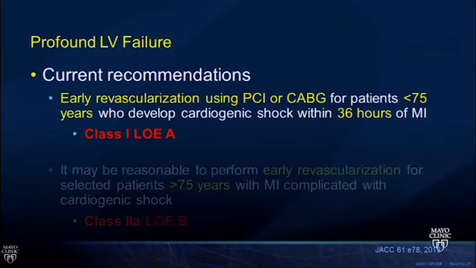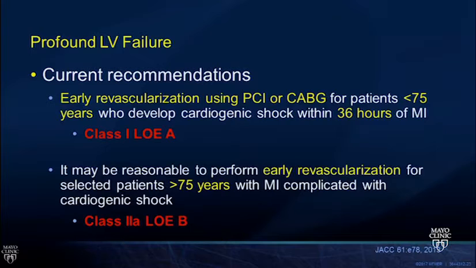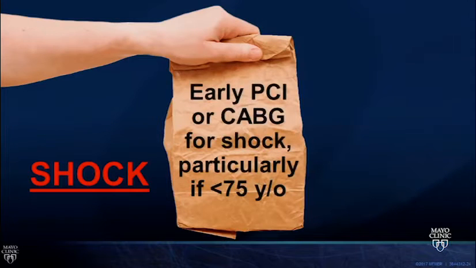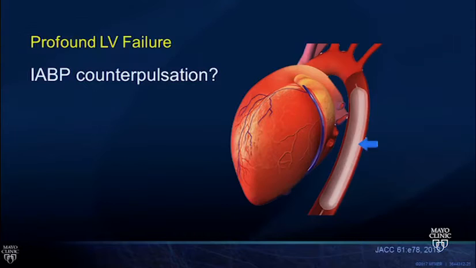And not only that, it's probably okay for everyone, because when they looked at that longer-term data, even those over age 75 did just fine. So the take-home message from the SHOCK trial, early PCI or CABG for shock, particularly for those patients less than 75 years of age. And what about balloon pumps?